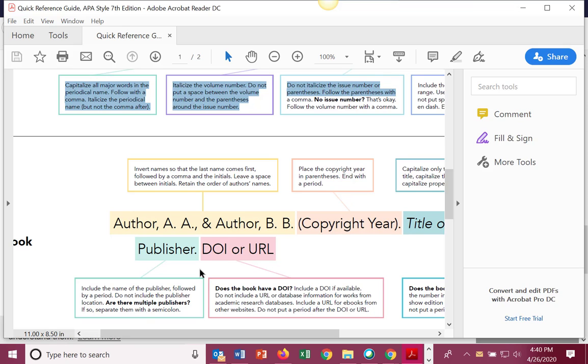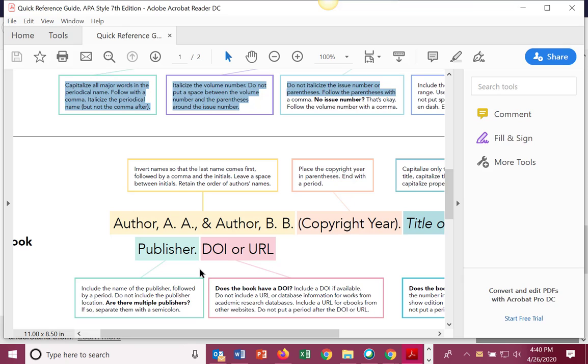APA 7th got rid of the place of publication because lots of publishing houses have multiple locations, so they got rid of it. Don't use it. Now, following that, if your book has a DOI or URL, you'll need to put that in. Now, if it comes from an academic research database, you probably do not need to include the DOI or URL. Include a URL that comes from other websites.